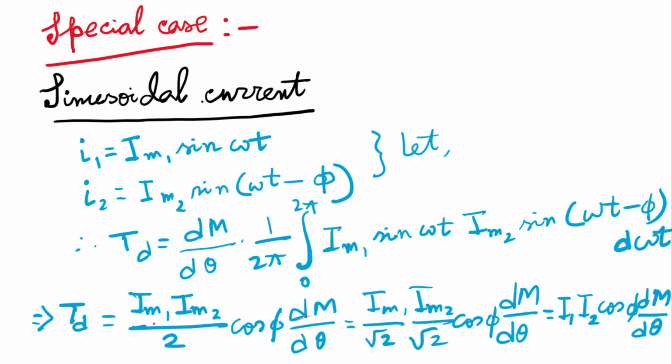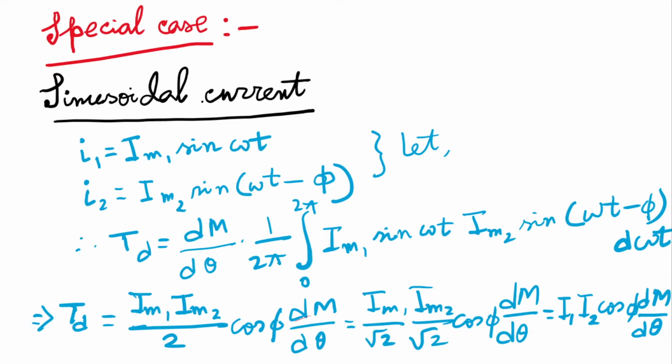So it is the 2 sin A sin B format. From that, if you simplify it, you will get Td equals Im1 Im2 by 2 cos φ dM/dθ. Now this 2 can be taken as root 2 into root 2. So Im1 by root 2 into Im2 by root 2 into cos φ into dM/dθ. And you know the maximum value by root 2 shows the RMS value. So it will be I1 RMS, I2 RMS, cos φ dM/dθ. So that is what happens in sinusoidal current for an electrodynamometer type instrument.